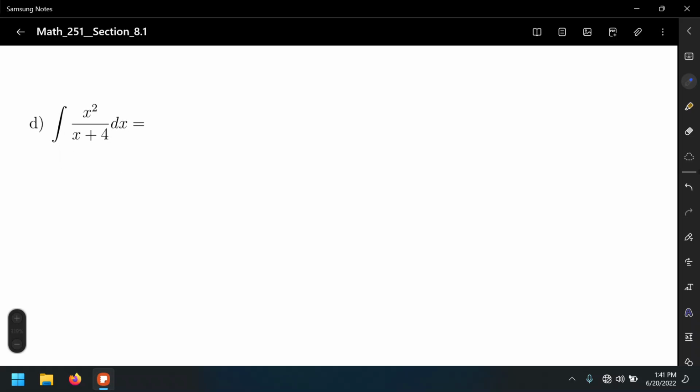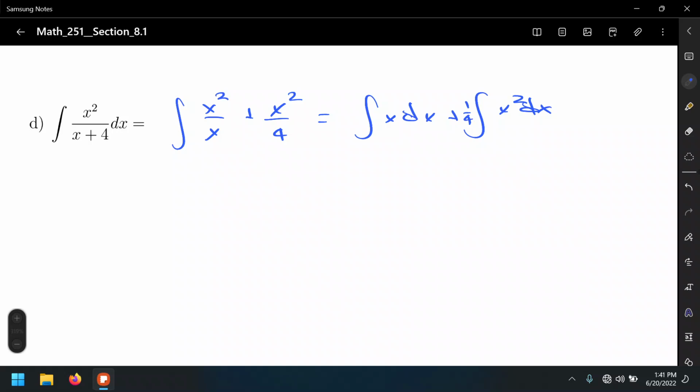What do we have? Letter D, the integral of x squared divided by x plus 4. All right. Let's see. That's the integral of x squared over x plus x squared over 4 equals the integral of x dx plus the integral of x squared dx times 1/4. Okay. Let's talk about this one. Does that look legitimate? No, why not, Adrian? Separate the denominator. I'm separating the denominator in this case. Is that correct? We can't do that.